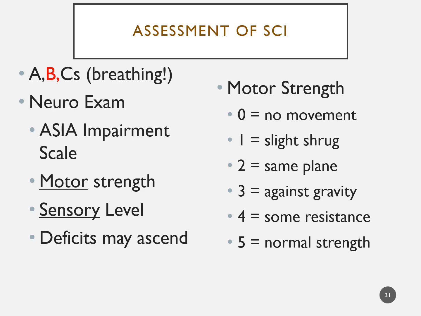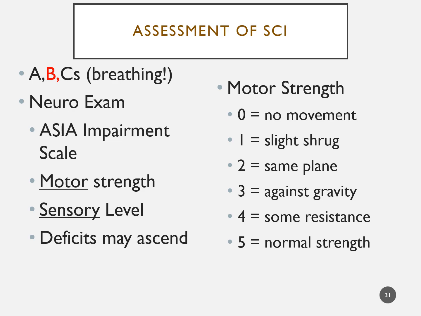4 would be against gravity and some resistance. 3, the patient can still move against gravity, but no one is giving them any resistance. 2 is the patient now cannot go against gravity, so they're moving in the same plane. If you ask them to lift their arm and they're laying in a bed, they may just move the arm kind of side to side along the bed, but they're not able to lift it. So 2, there's no gravity.